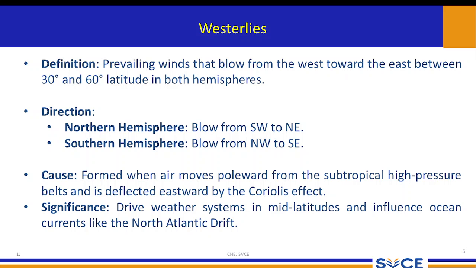by the Coriolis effect. That means Earth is rotating. The Coriolis effect here means Earth is rotating. Because of that, the movement of wind direction is also a factor. That is the wind pattern because of the Coriolis effect. Significance: dry weather systems in mid latitudes and influence on ocean currents like the North Atlantic Drift.